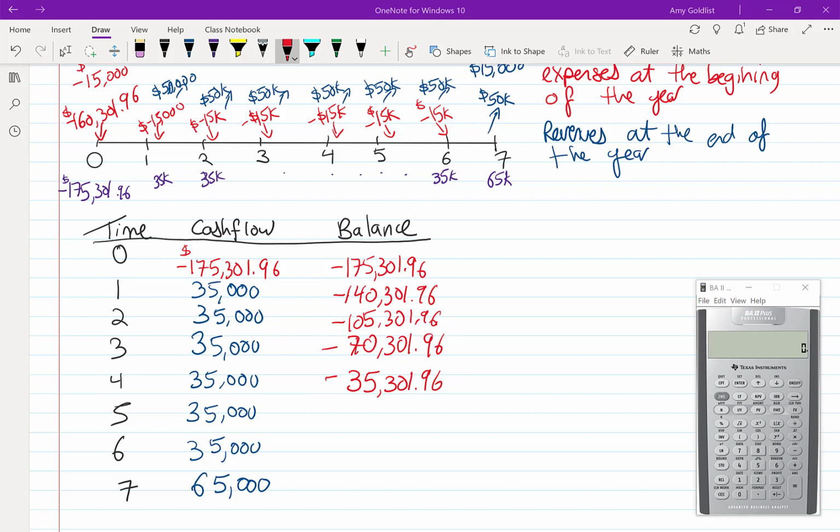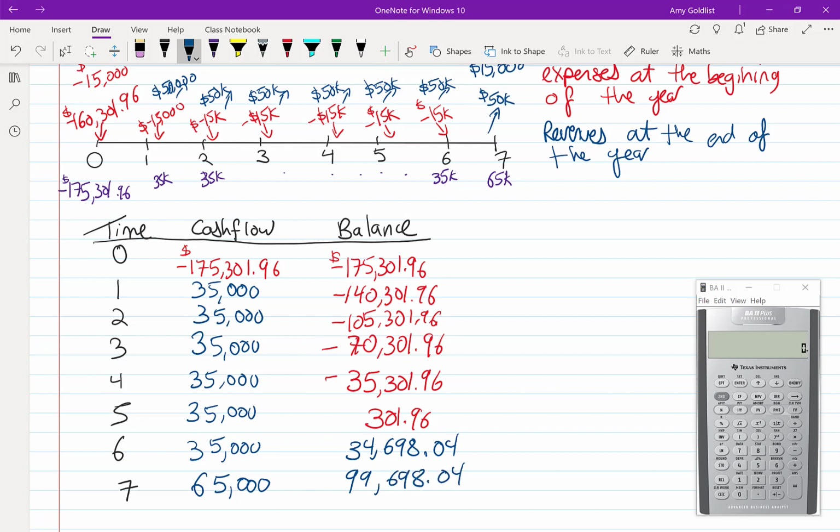At the end of year 4, I have a debt of negative $35,301.96. When I add $35,000 to that, my debt is only $301.96. So that means somewhere between 5 and 6, when I add another $35,000, I move from a debt situation or a loss into a profit. So at this point, I'm going to have a profit at the end.